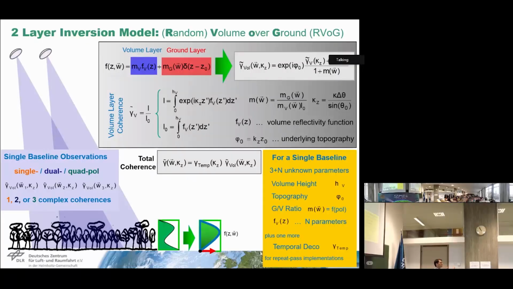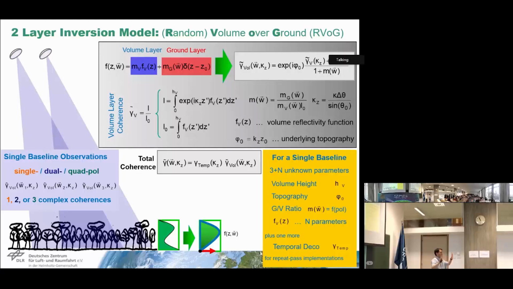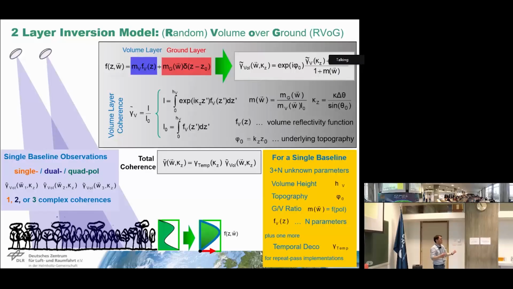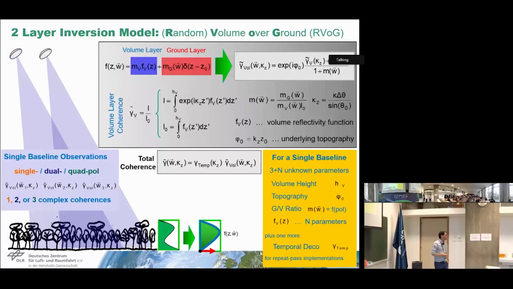Each interferometric coherence is how many numbers? 2 numbers. So 2 times 3 makes 6. So you measure 6 numbers, and you have at least 5 unknowns. So now if you would like to have a determined inversion problem, you have 1 parameter available. So, you understand, this 1 parameter is the only parameter that you can spend to model the vertical reflectivity function of your volume.